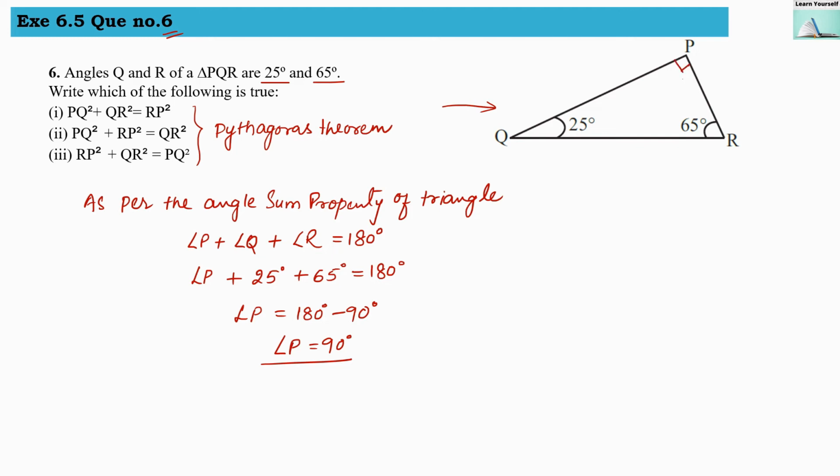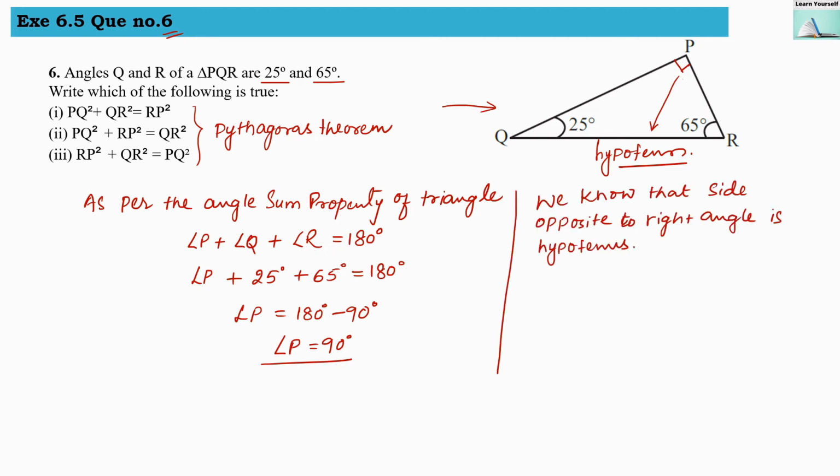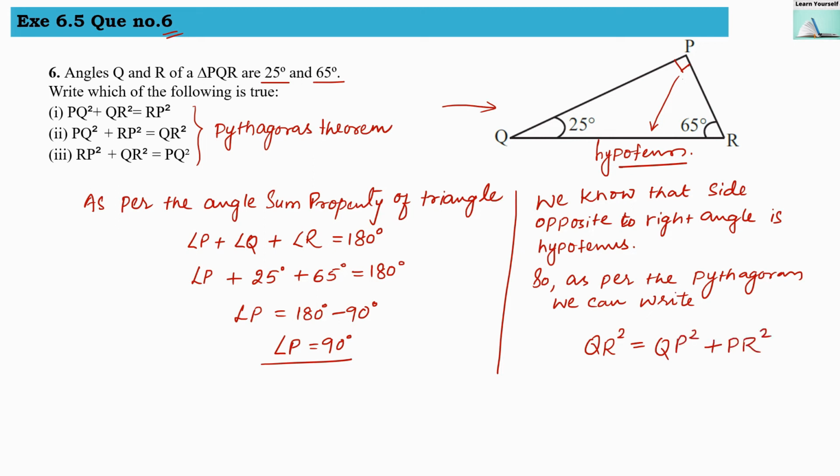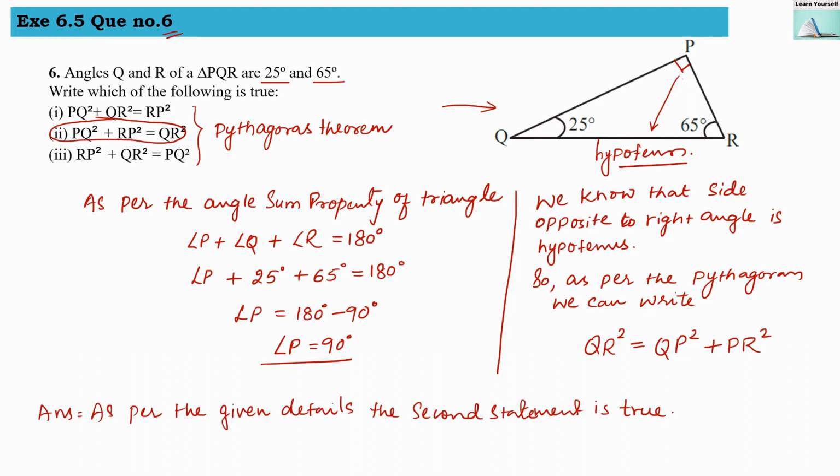Now we know that the side opposite to the right angle will be our hypotenuse. So this side is the hypotenuse. That means now we know which side is the hypotenuse. As per the Pythagoras theorem, we can write that QR square equals QP square plus PR square. Now this statement is the second statement. So the second statement is true, whereas the first and third statements are not true. The answer is, as per the given details, the second statement is true.